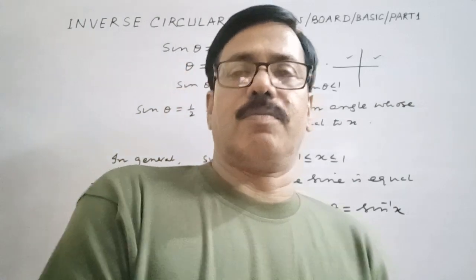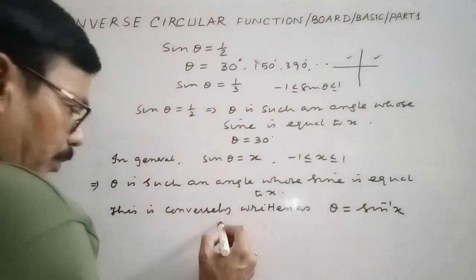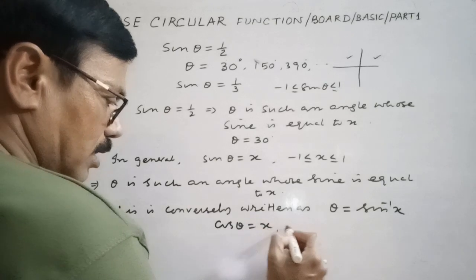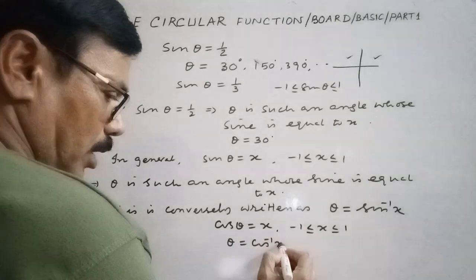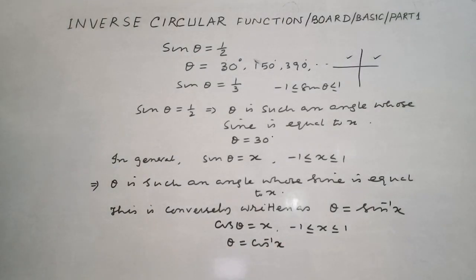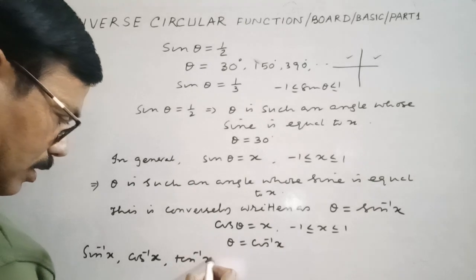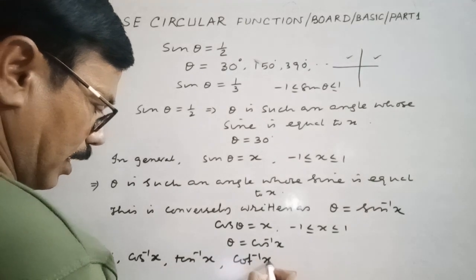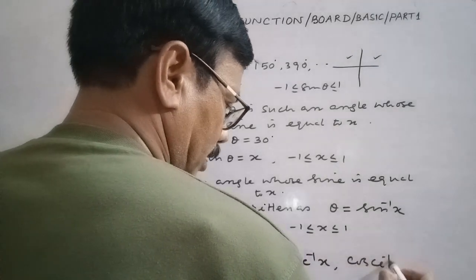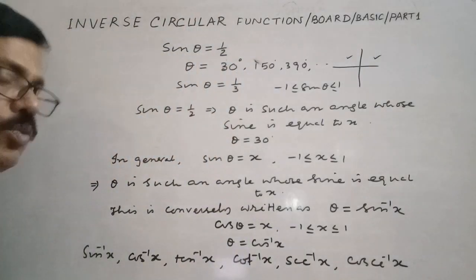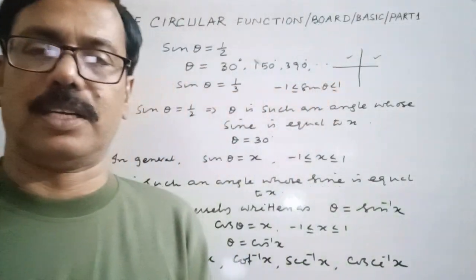So, similar definition for other trigonometric functions, that is, if cos theta equals x, then theta equals cos inverse x. So, sin inverse x, cos inverse x, tan inverse x, cot inverse x, sec inverse x, cosec inverse x, they are known as inverse circular functions.